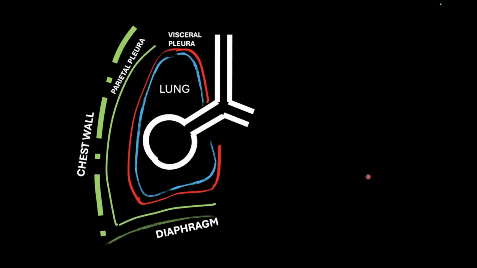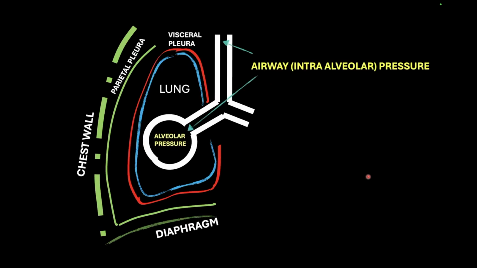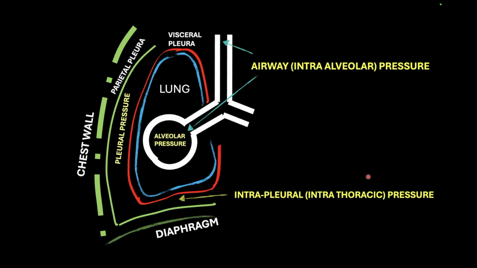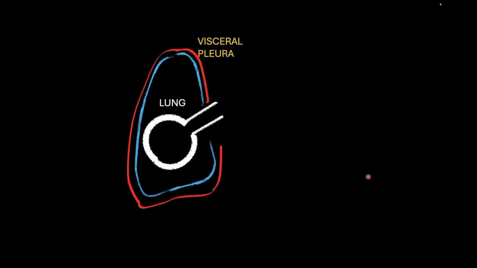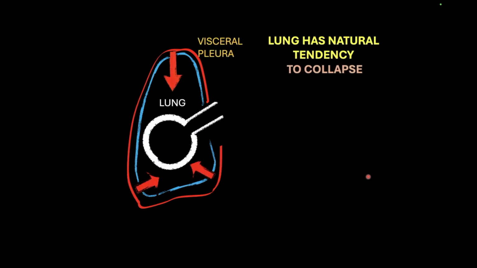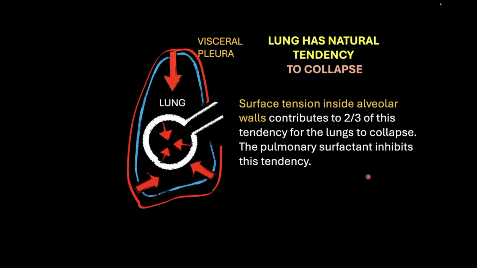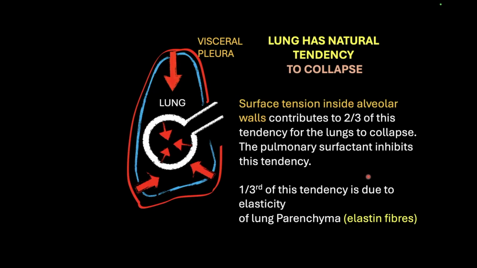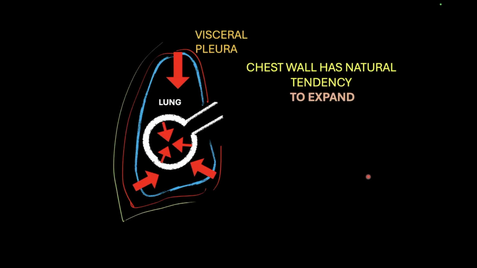Now, with this background of ventilator-induced lung injury and driving pressure, let us get into the concept of stress and strain. This is a schematic presentation of the lung, and this is the airway pressure. This is the intrapleural pressure between parietal and visceral pleura. Normally, the lungs have a tendency to collapse, and two-thirds of this tendency comes from the surface tension at the alveolar walls, and one-third is because of the elasticity of the lung, the elastin fibers.